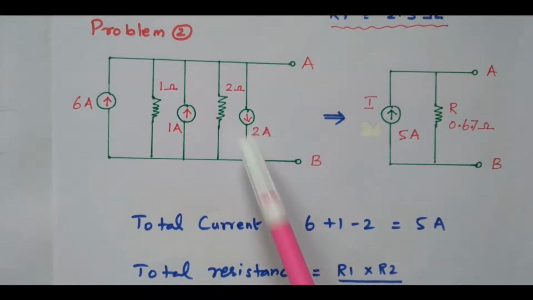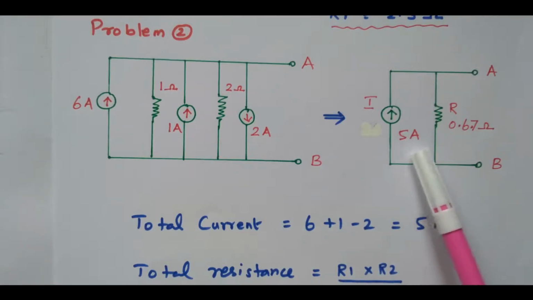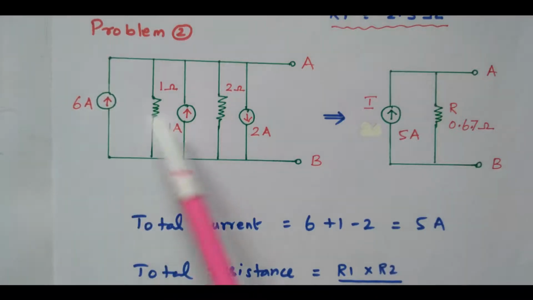This one is going down, so minus 2. 6 plus 1 is 7. 7 minus 2 is 5 ampere. The total current will be 5 ampere. Right? In the previous problem, while adding voltage, we saw the polarity. In this problem, while adding the current sources, we need to see the direction. Based on the direction, we can find it.